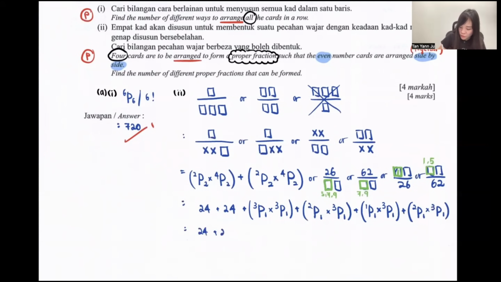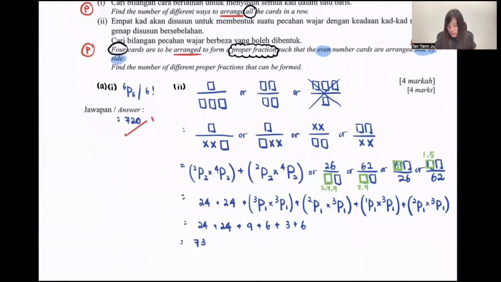Okay, time to press the calculator to get the answer. 3P1 times 3P1, 9. 2P1 times 3P1, 6. 1P1 times 3P1, 3. 2P1 times 3P1, 6. 24 plus 24 plus 9 plus 6 plus 3 plus 6. I get the answer, 73. Is it 73? Did I press wrongly? 24 plus 24 plus 9 plus 6 plus 3 plus 6. 72. Why would I press wrongly?